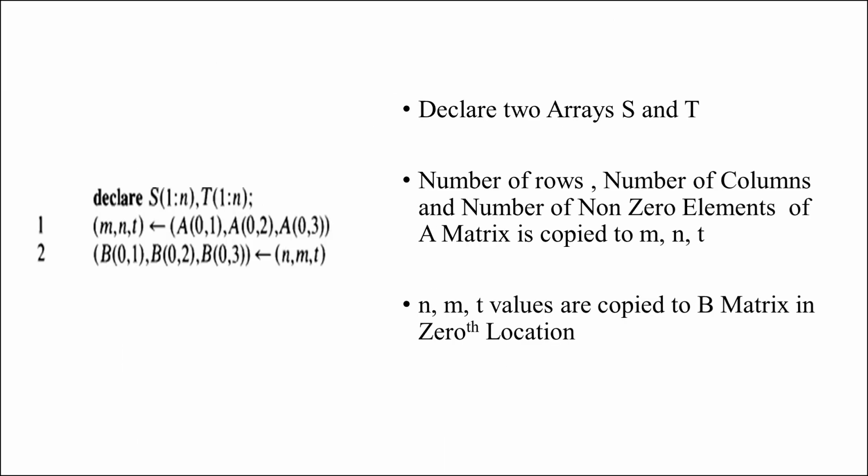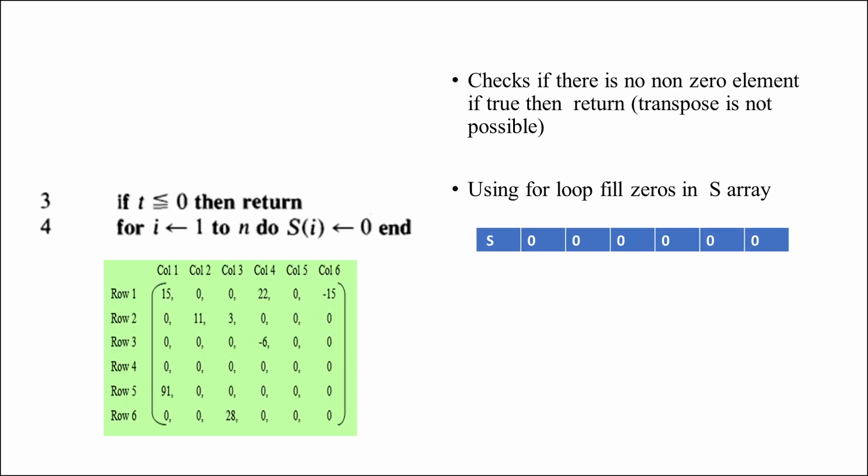First, we'll declare the two arrays S and T. Then the number of rows, number of columns, and number of non-zero elements of the A matrix are copied to the variables m, n, t. In order to do the transpose, n, m, t values are copied to the B matrix in the 0th location. Initially, we'll start with checking whether there are non-zero elements in the A matrix. In order to do the check, we'll compare whether t is less than or equal to 0. If so, transpose is not possible. If it is false, we'll move on to the transpose algorithm.